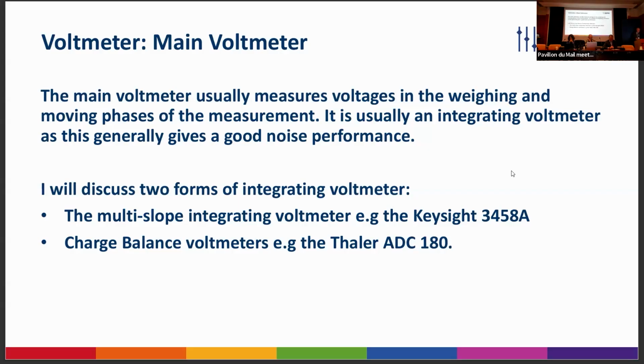So I'm going to go a bit into the voltmeters, how they work and why you need particular sorts of voltmeter. So the main voltmeter measures voltages in the weighing and the moving phases. We normally choose to use an integrating voltmeter as it gives a good noise performance and it's straightforward to use. I think Franck has discussed quite a bit about the Keysight 3458A and how that's used.